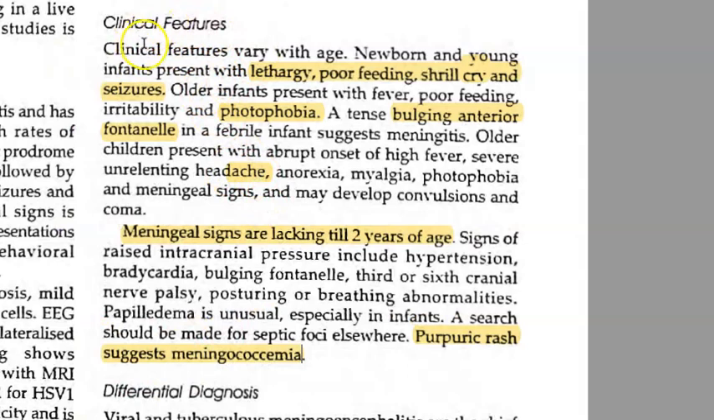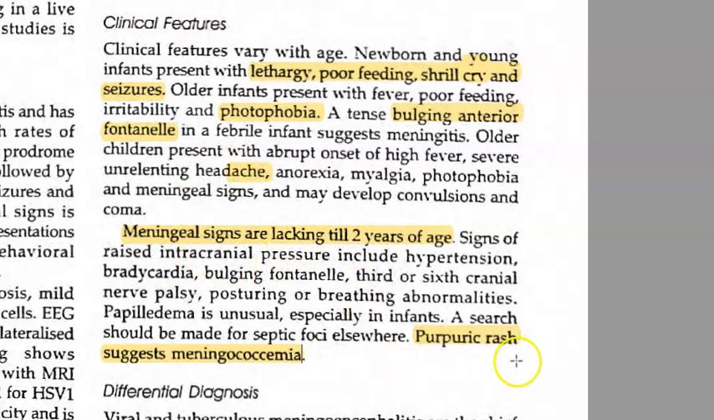While we are looking at the clinical features, just focus here that the meningeal signs are lacking till 2 years of age. Till 2 years of age, you cannot get those. And what all will you see? Actually, lethargy, poor feeding, shrill cries, seizures, photophobia, bulging anterior fontanelle, headache. These are the things that you will look for. Meningeal signs you can look for only after 2 years of age.